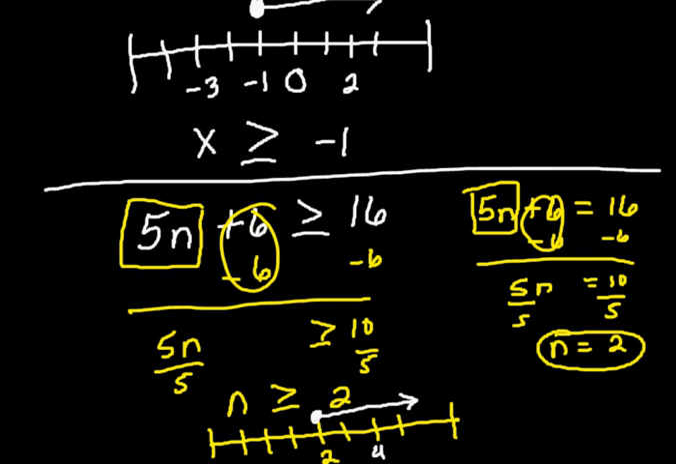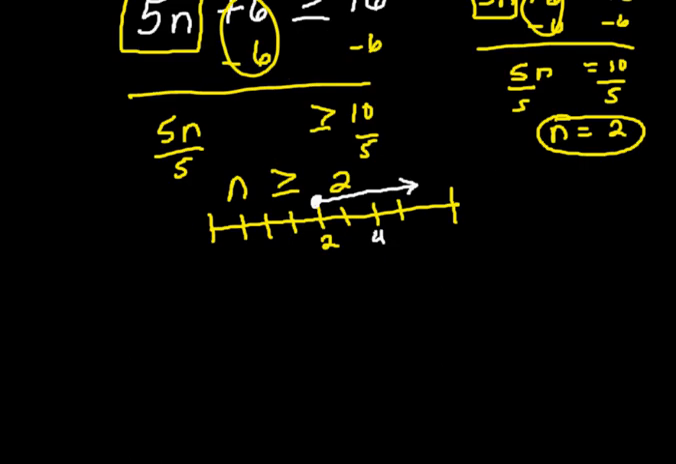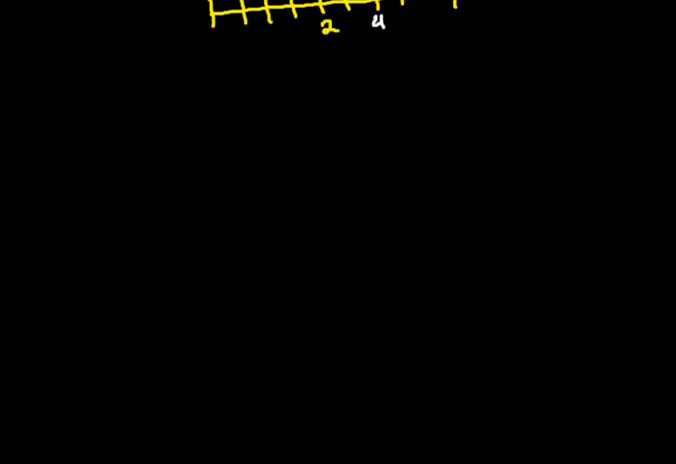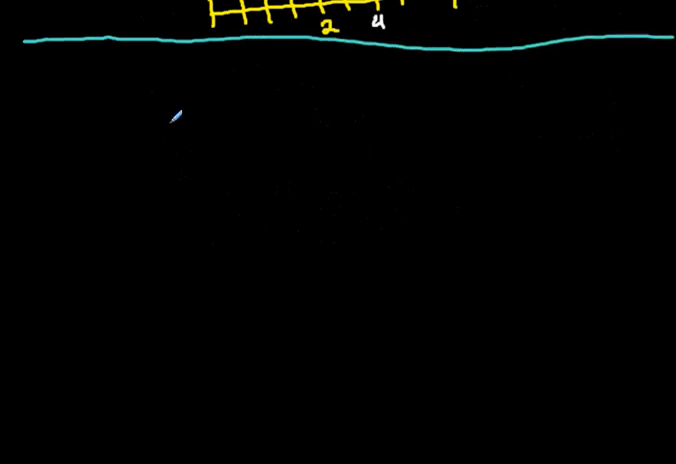Alright, let's look at another problem. Let me draw me a line here. Okay, let's try this one. 7 is less than -6n minus 5. Okay, if we assume this was an equal sign, here's what we would do. We would add 5 to both sides.